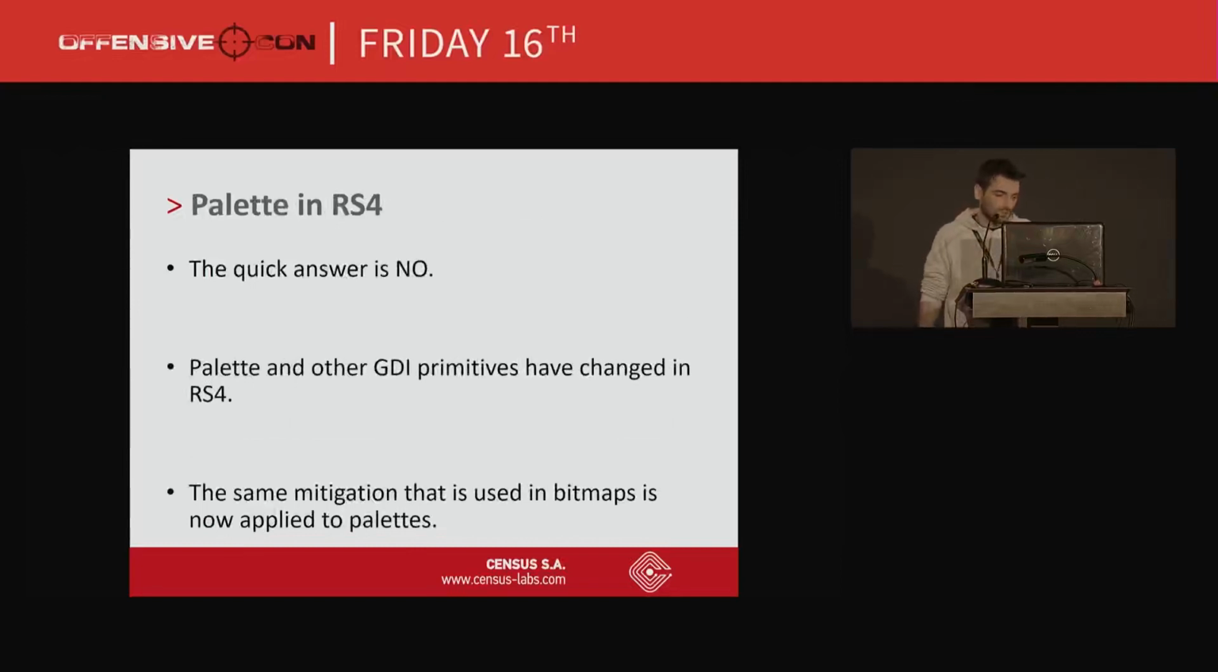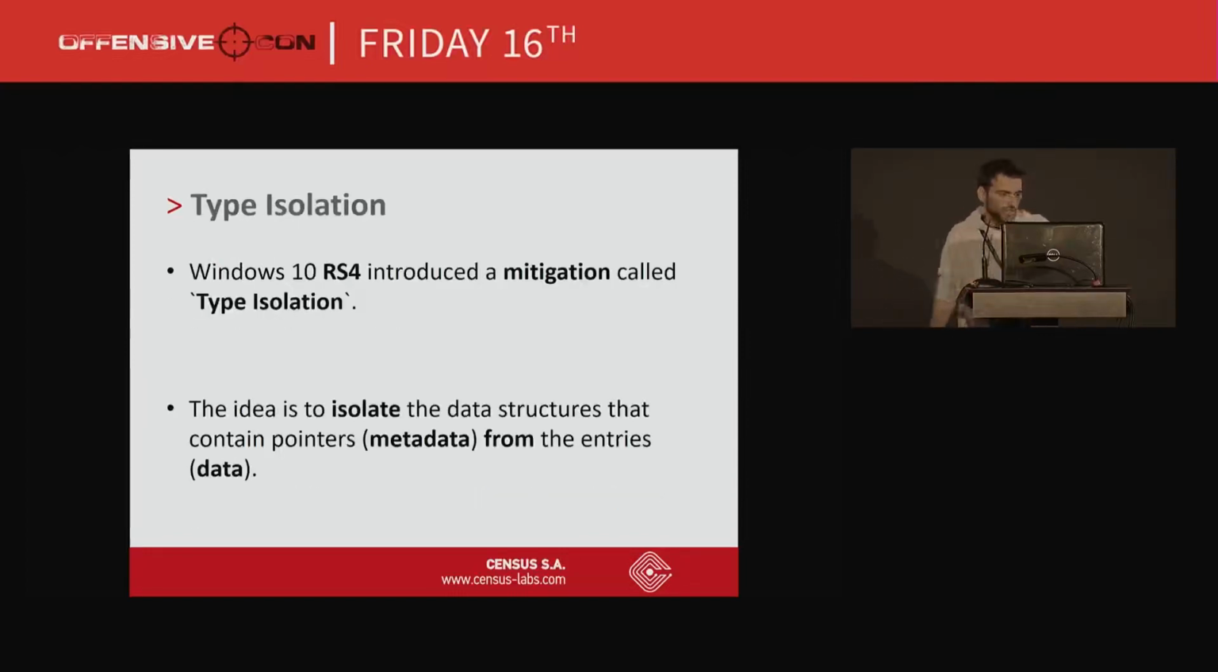The palette primitive and some other GDI objects changed in RS4. What happened is actually the same mitigation that was used in bitmaps in the transition from RS2 to RS3 is now applied to palettes and to some other objects. So Windows 10 RS4 introduced a mitigation called type isolation. The idea is to isolate the data structure that contains pointers, like the object header and the body of the GDI object, from the entries, which is the pal color, for example, in our case, in the palette.